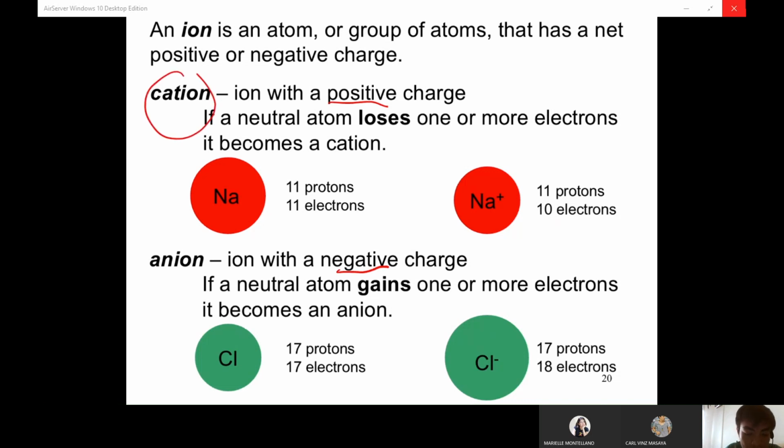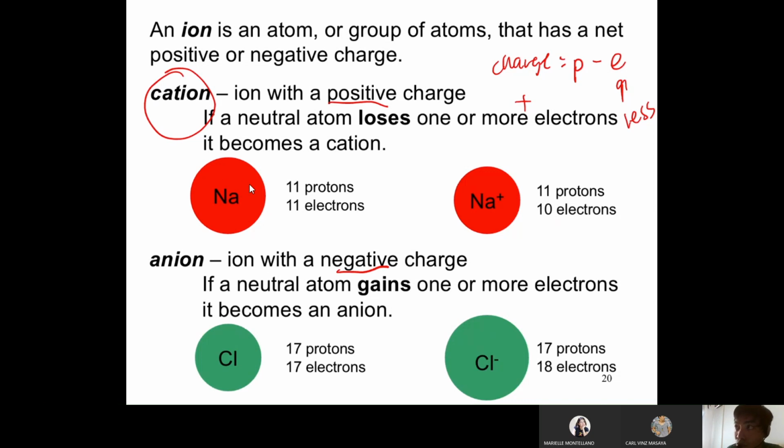Kapag gumagawa tayo ng cation, remember yung equation natin, charge equals proton minus electron. If you want your charge to be positive, kung gusto mo maging positive yan, you should have less electron. That means your atom should release electrons. Kailangan niya ipamigay yung electrons niya. For example, for sodium, for it to be a cation, dapat yung electrons niya mas onte kaysa sa protons.